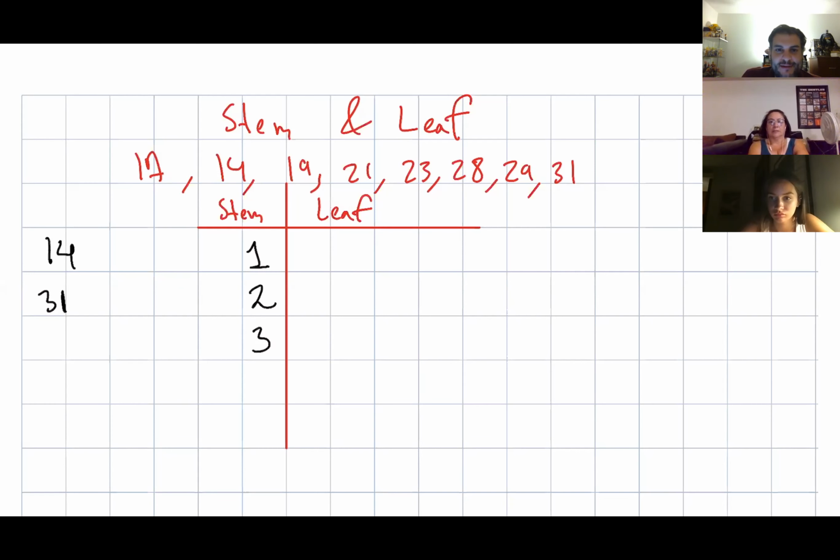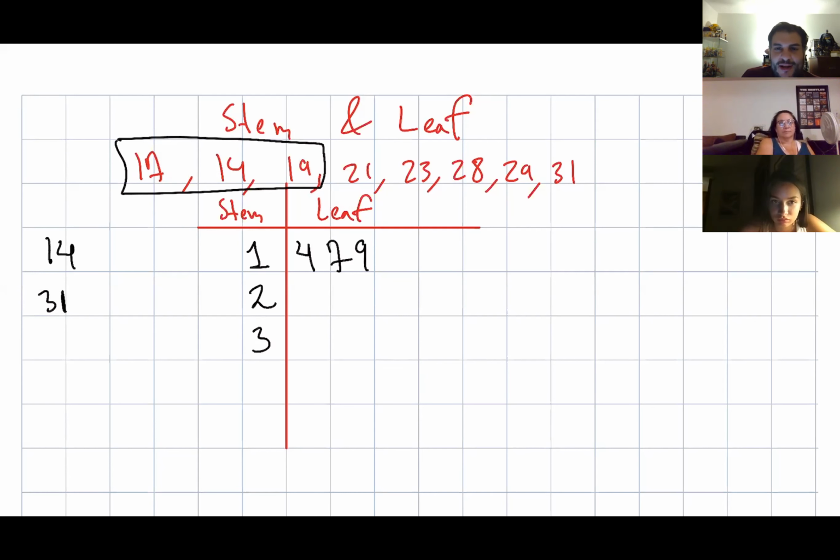All right. So then what you want to do is look at how many numbers are in the tens. So all of these numbers. You get 14, which you put 4. You get 17, which you put 7. And you get 19, which you put 9. And those are my leaves for the stem of 1. Any question in regard to that first one?